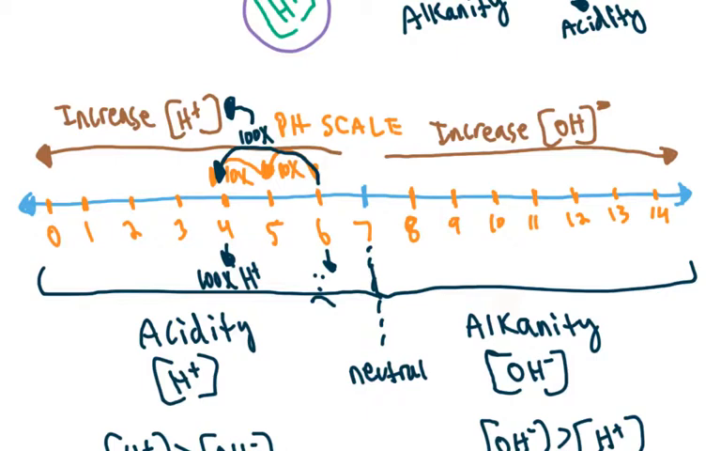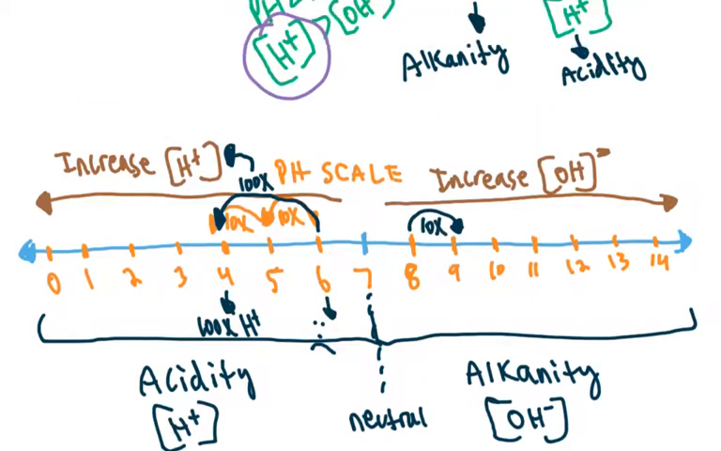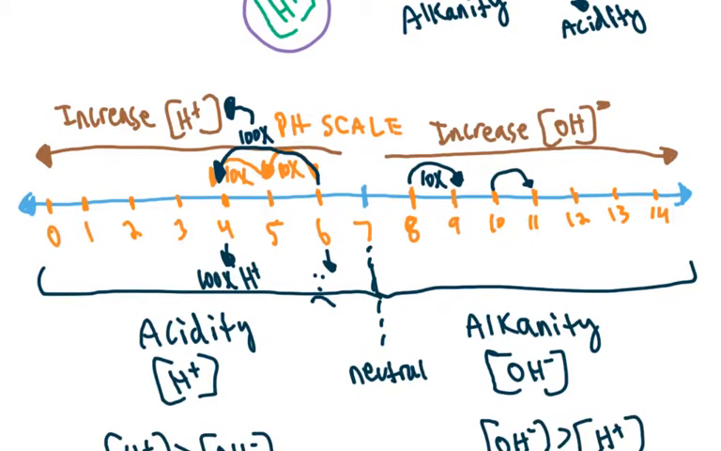Let's go over to the other side. What happens when I go from 8 to 9? Here you increase the concentration of hydroxyl groups by 10 times. What about from, I don't know, 10 to 11? Again, the pH of 11 has 10 times more of a concentration of hydroxyl groups than a pH of 10 does.